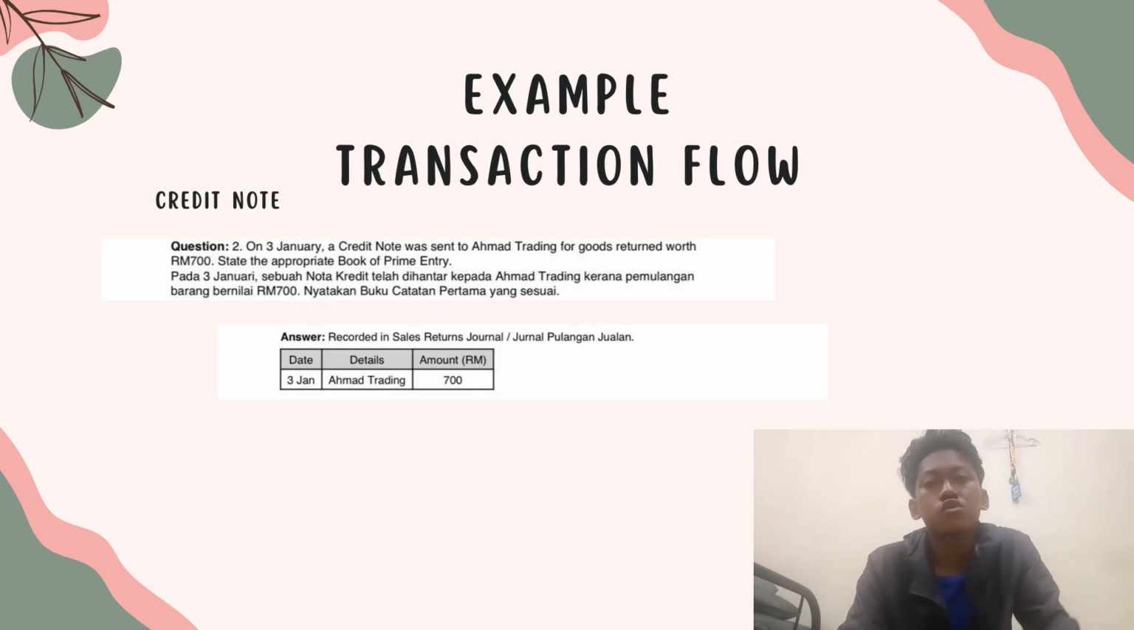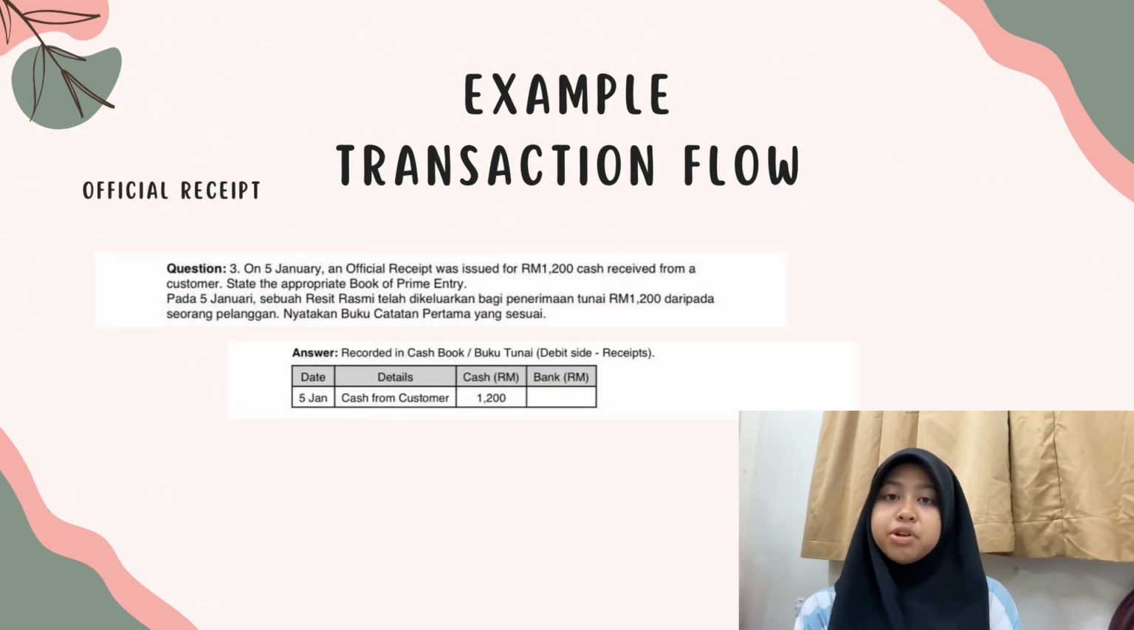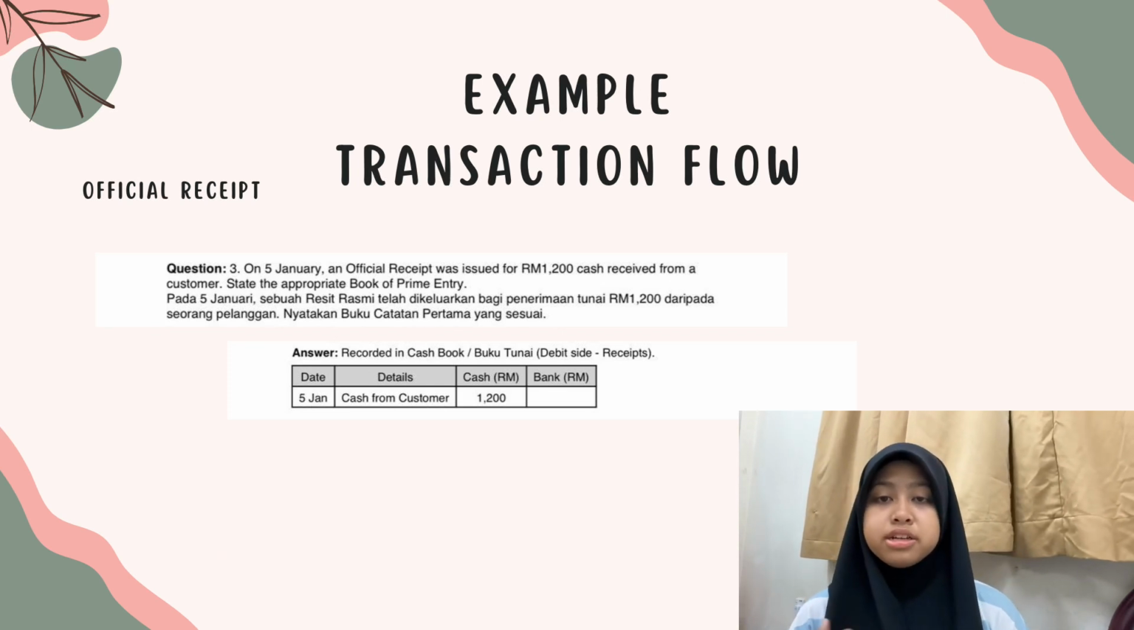This is an example of a credit note. A credit note is issued by the seller when a buyer returns goods or when there has been an overcharge. In this case, on 3rd January, Ahmad Trading returned goods worth 700 ringgit, so a credit note was sent to them. This transaction is then recorded in the sales returns journal. This is the example transaction flow for an official receipt. The question is: on 5 January, an official receipt was issued for 1,200 ringgit cash received from a customer. State the appropriate book of prime entry. The answer is the cash book.